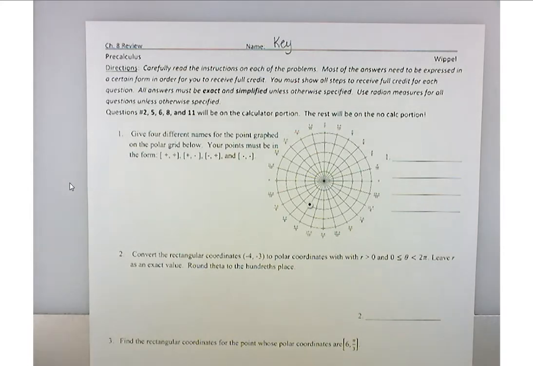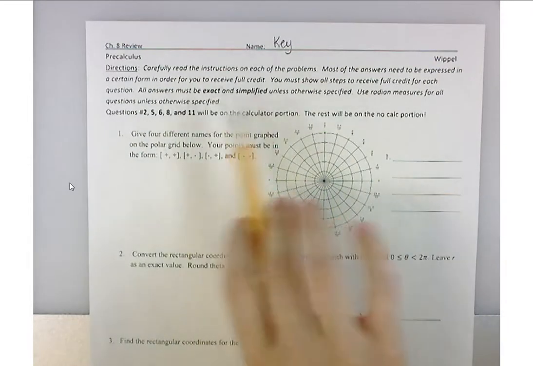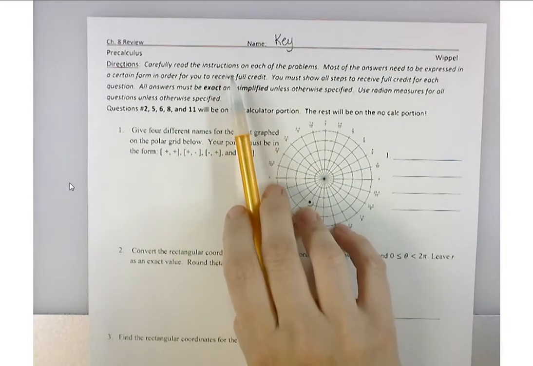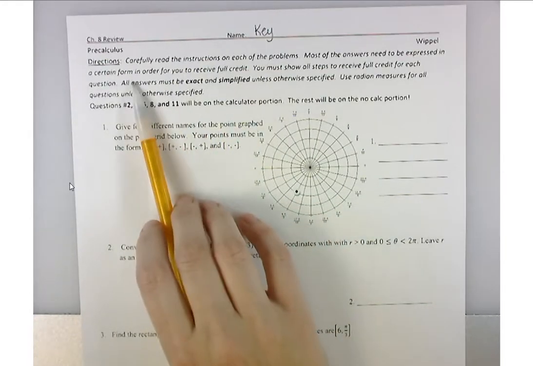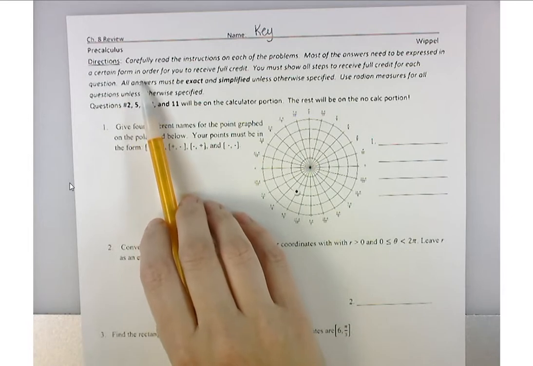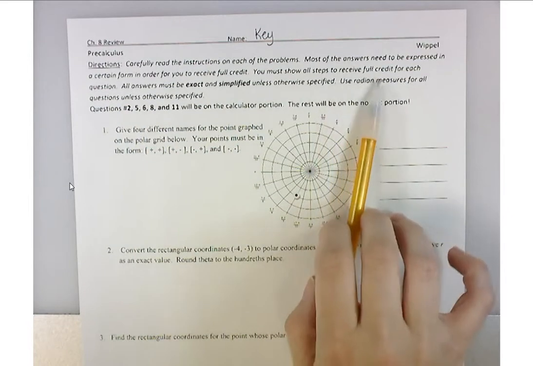Remember, this is going to have questions that are similar to the one on your test. So make sure you carefully read the instructions. We'll go over those today, the things you have to watch out for, and then the certain forms that you have to put your answers in for full credit. You have to show all your steps.